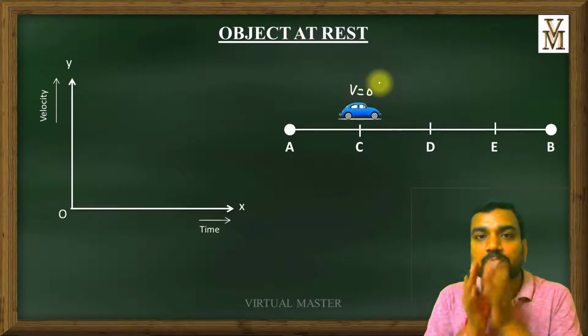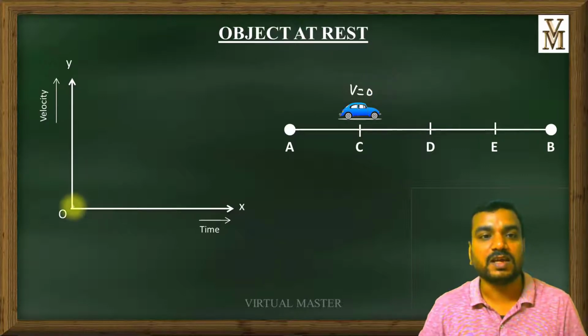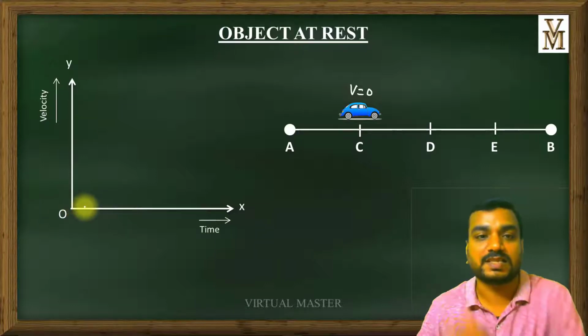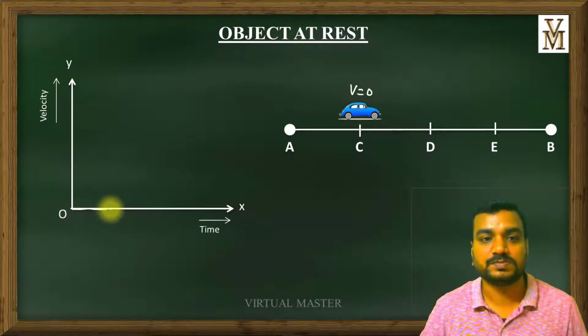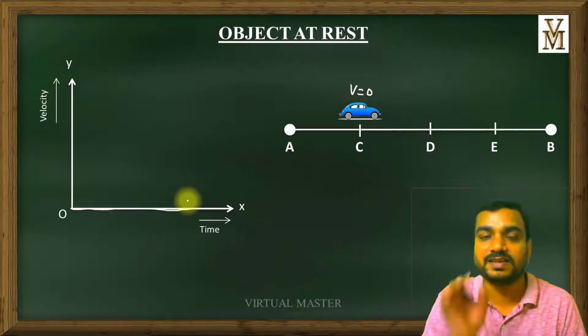Okay. Now if we plot the velocity time graph of the car when the car is at rest, which means the velocity is equal to 0, then we are going to get a curve which will be along the x-axis, isn't it? Along the x-axis the velocity will be equal to 0. Naturally the curve will be along the x-axis only. Okay, like this. I hope everyone has understood how to draw the velocity time graph of the object when it is at rest.